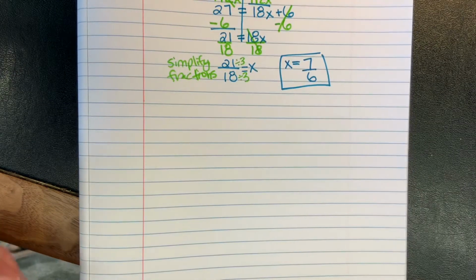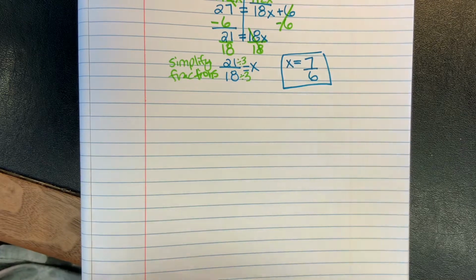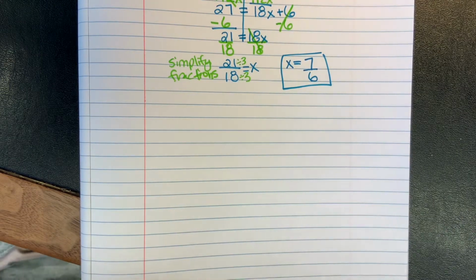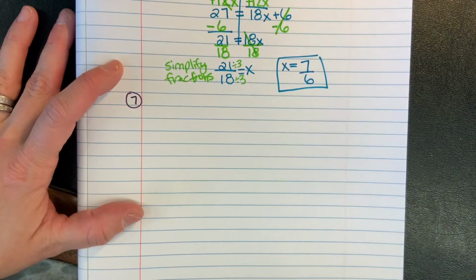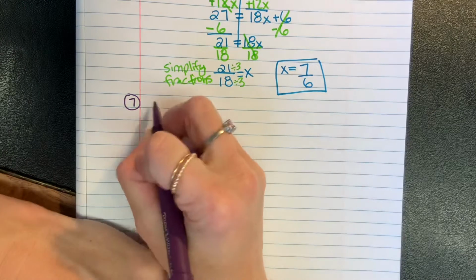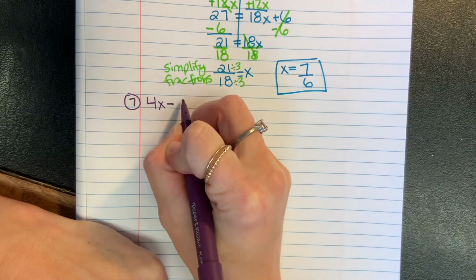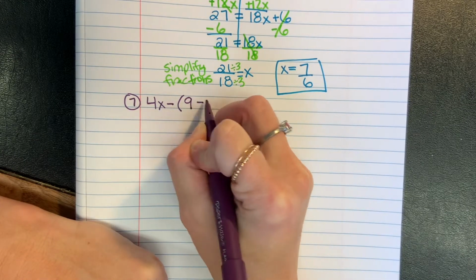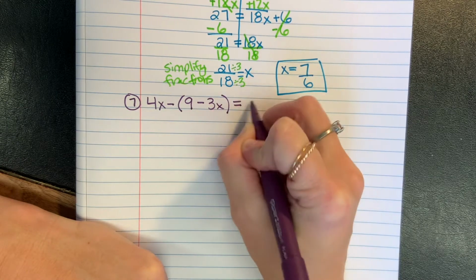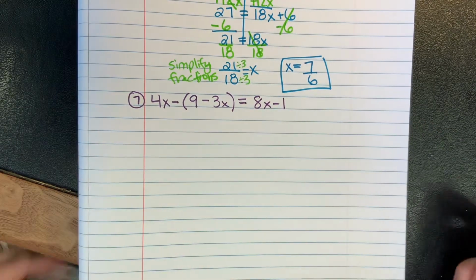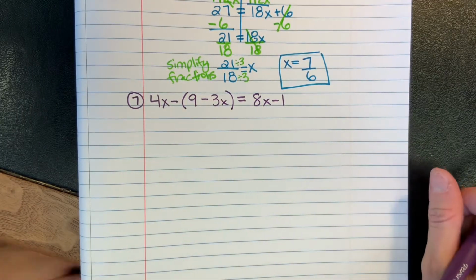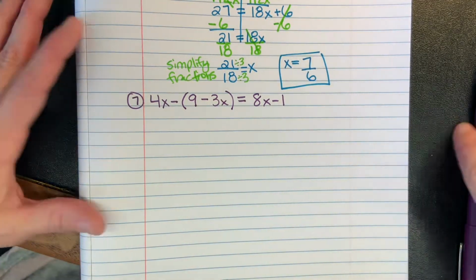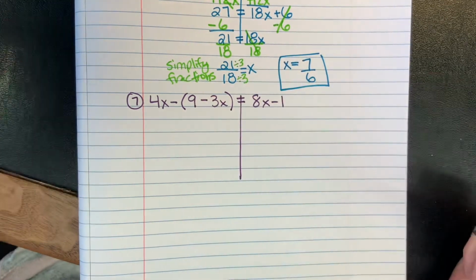All righty, number 2. Let's do a different color here, purple. Okay. Let's do 4x minus, in parentheses, 9 minus 3x equals 8x minus 1. I guess I maybe should have put the parentheses on that side. Whatever, it doesn't matter. Okay, draw my line down through here.